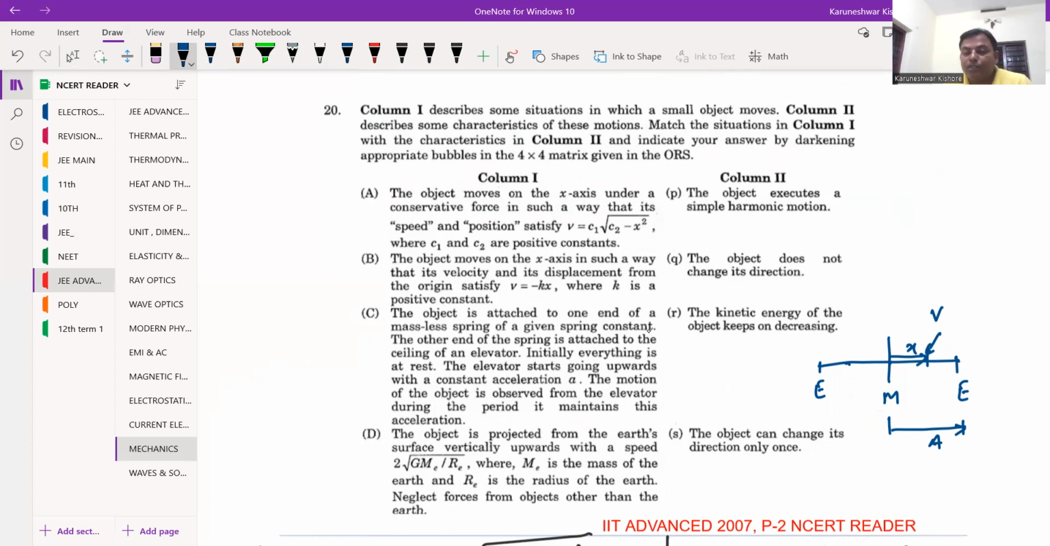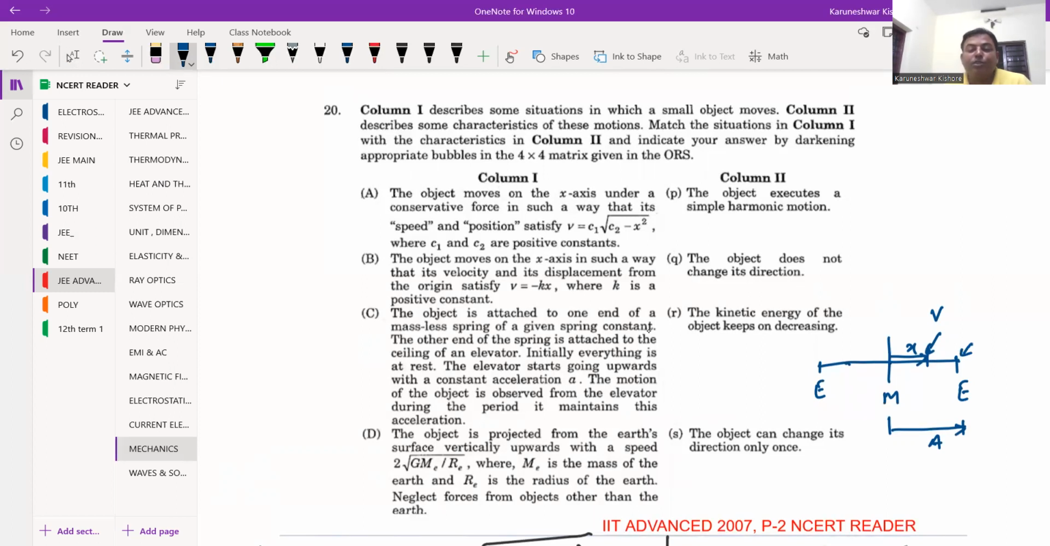So let's see, the object executes simple harmonic motion. This is matching over here. The object does not change its direction. We know that in SHM there is a change in direction. The kinetic energy of the object keeps on decreasing, which is not possible. You know that speed is decreasing here.